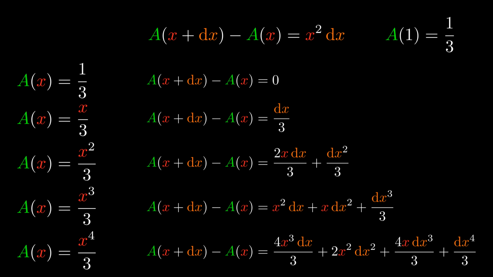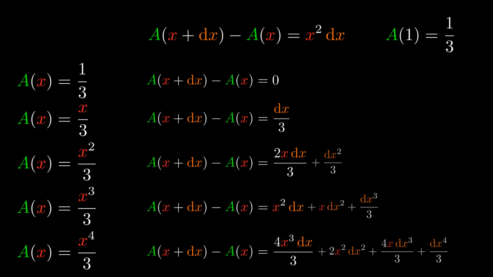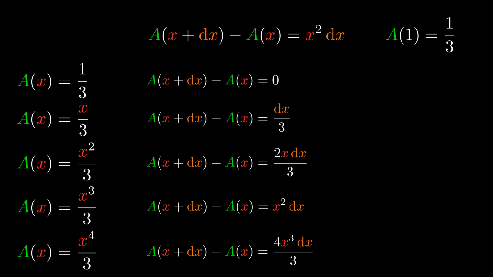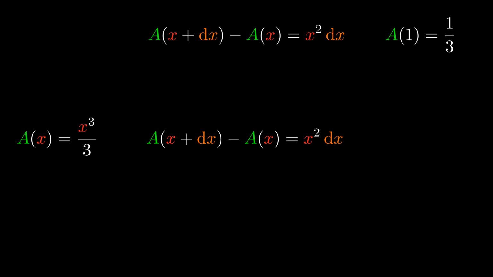But wait! Remember that in our final calculation, we want dx to be small. When dx is small, dx squared is even smaller, dx cubed is even smaller than that, and so on. Thus, in these equations, we can drop any terms that have dx to any power greater than or equal to 2 because they are much smaller than the other terms. Now we see that this guess right here is the correct one.